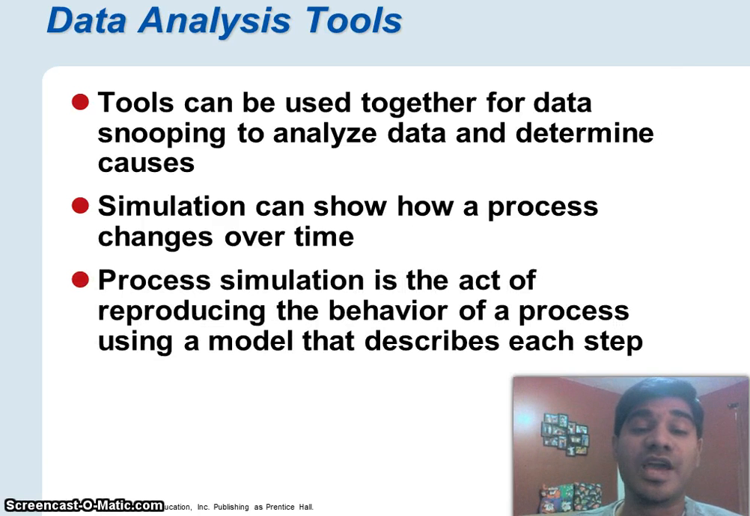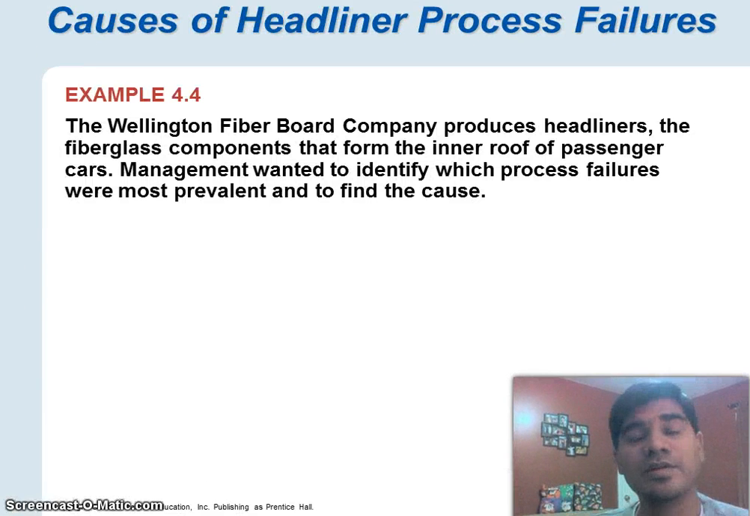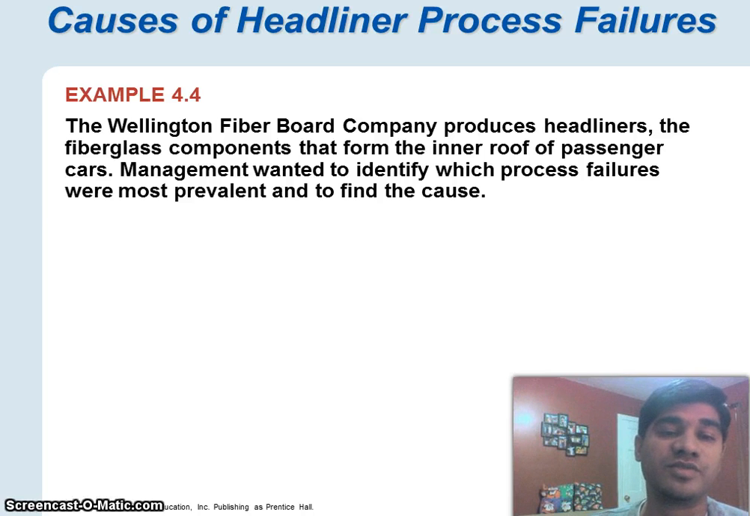A process simulation is the act of reducing the behavior of a process using a model that describes each step. So you actually take the real world process and boil it down to a process that can be replicated at a small scale to get some real data. So let's look at an example of the Wellington Fiberboard company that produces headliners, the fiberglass components that form the inner roof of passenger cars. Now, they wanted to identify which process failures were the most prevalent, and they wanted to find out the causes for each one.